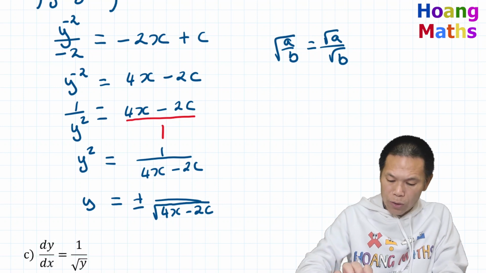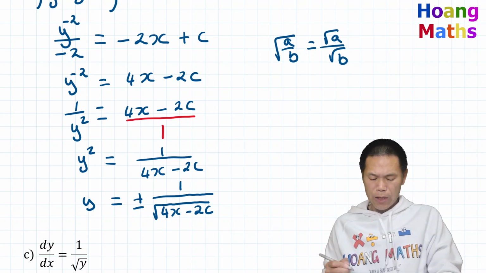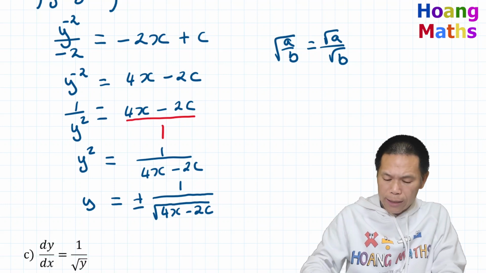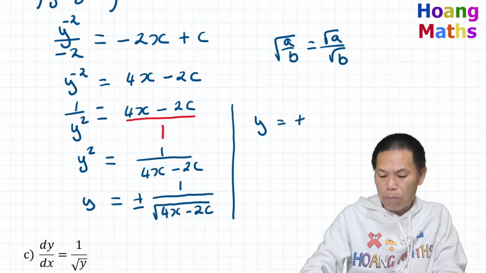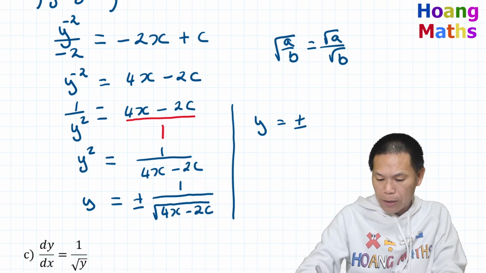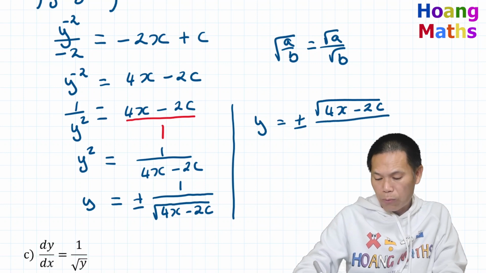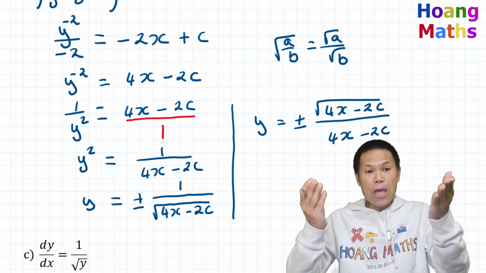So there you go. Let me just rewrite this. So that is 1. Of course, you can rationalize it. If you rationalize it, this is exactly the same as this. Let me just show you. So that becomes plus or minus i times square root of 4x minus 2c. So that is the same as this. 4x minus 2c. And then the denominator, because we times by itself, the square root disappears. So that becomes like this. So there you go.